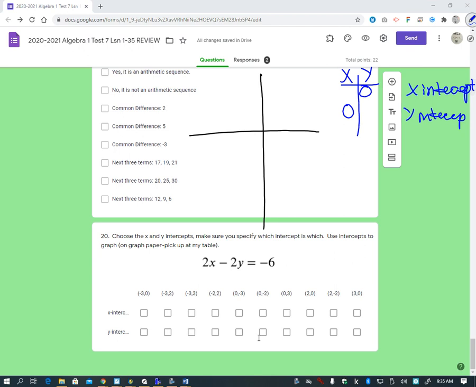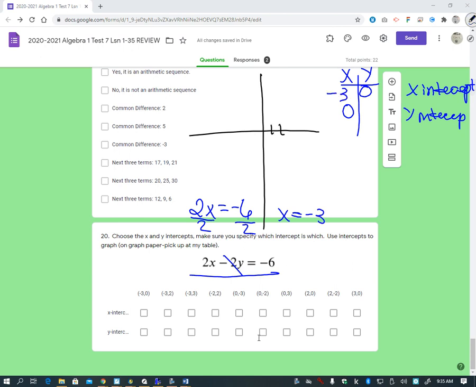So come down here. If I want the x-intercept, I do what? Substitute 0 for y. All right, what is negative 2 times 0? So I can cancel it out. So what I have is 2x equals negative 6. I'm solving for the x coordinate. What do I do here? So x equals negative 3. So up here I write negative 3. The x-intercept is negative 3.